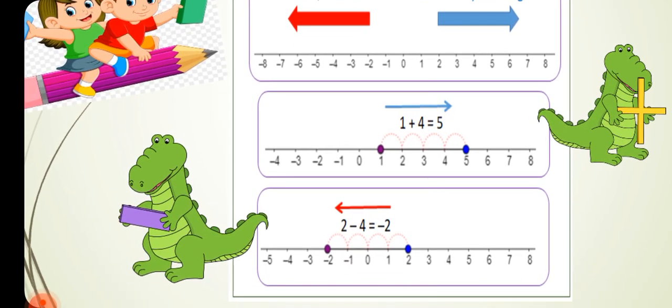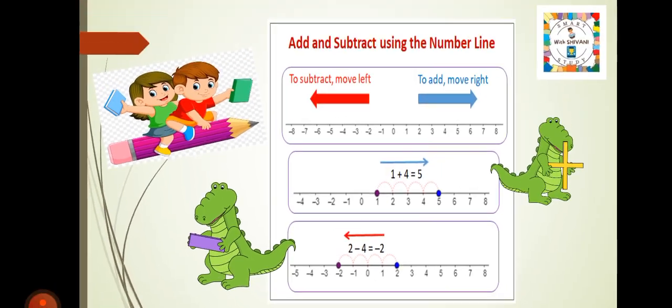Similarly, now we are standing on 2, but we have to do a backward step, or we have to move on the left hand side because it is to be subtracted, that is -4. So 2 minus 4 is -2 when we do it manually. But on the number line we have to do 4 backward jumps, that is from 2 to 1, 1 to 0, 0 to -1 and -1 to -2. So our final answer on the number line will be -2.